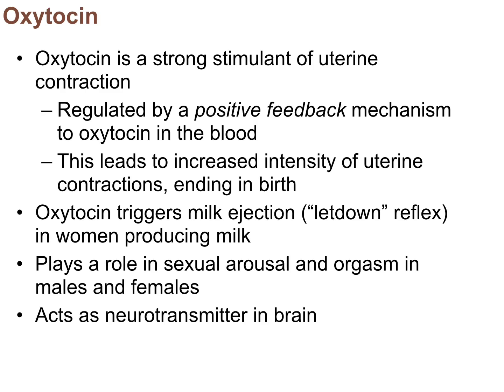Now, a couple of other effects of oxytocin. It triggers milk ejection, which is called the letdown reflex. So it doesn't cause production of milk. Okay, we're going to see prolactin does that, but it is important for the milk ejection, so it is important for breastfeeding. Another role, it plays a role in sexual arousal and orgasm in males and females, and then it can act as well as a neurotransmitter in the brain.